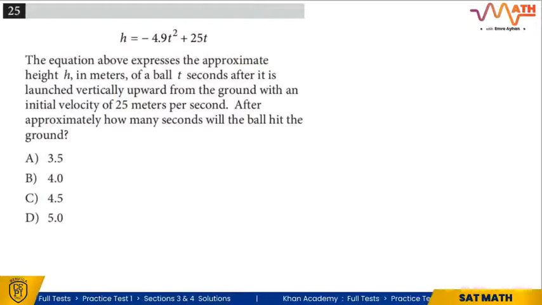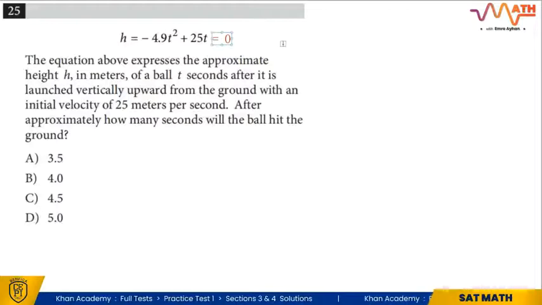Question 25. The equation above expresses the approximate height in meters of a ball each second after it is launched vertically upward from the ground with an initial velocity of 25 meters per second. After approximately how many seconds will the ball hit the ground? To hit the ground, the h must be 0. So we have to solve this quadratic equation when it is equal to 0.